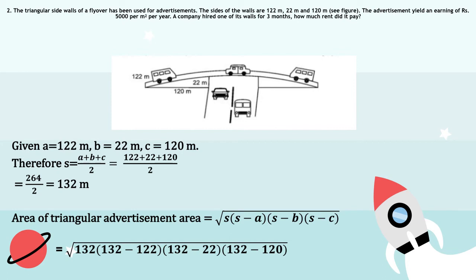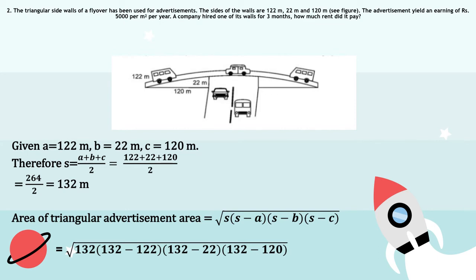Now let's move on to the solution. Given are a, b, c. The values of a, b, c are given to me. These are the sides of the triangle. Let a be 122 meters, b is equal to 22 meters, and c is equal to 120 meters. Therefore, s is the semi-perimeter. This is equal to (a + b + c) / 2. a + b + c means the perimeter. So I will write (a + b + c) divided by 2.